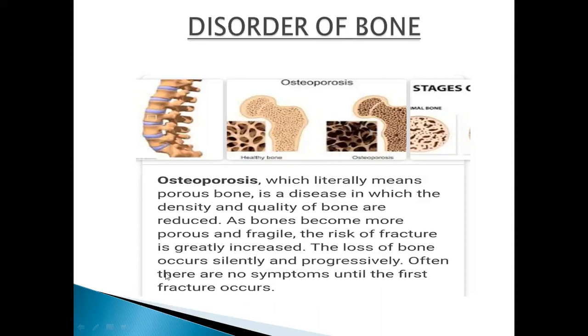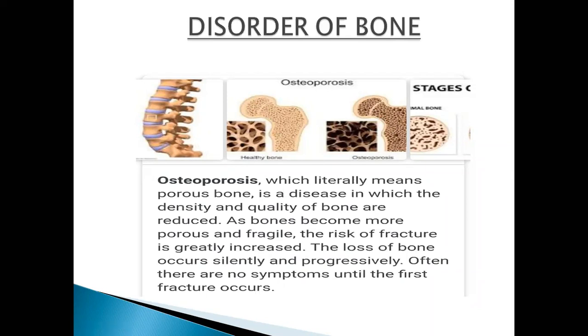Okay, now let me tell you how this problem takes place. What can be the causes for this problem, osteoporosis? Why do the bones become porous? The question is here. I told you that the density of bones becomes less. Why? Because your bones lose calcium and phosphorus. This is the main ingredient of your bones. When the bone loses calcium and phosphorus, it becomes soft.